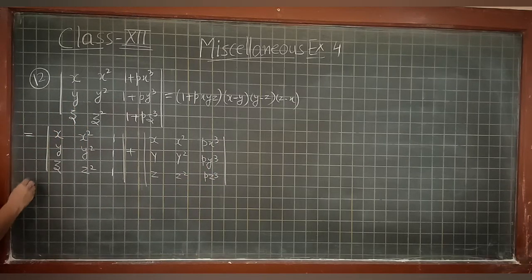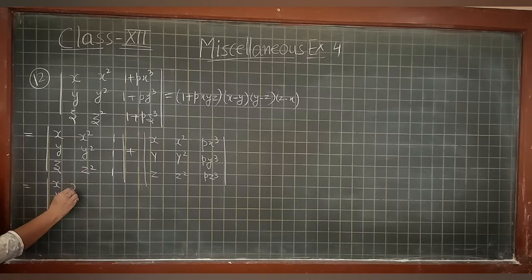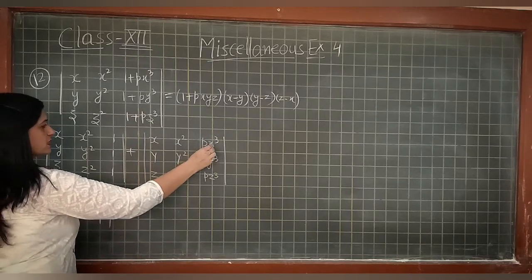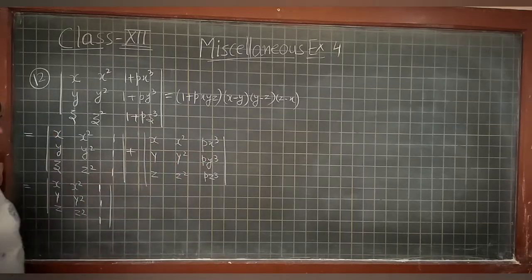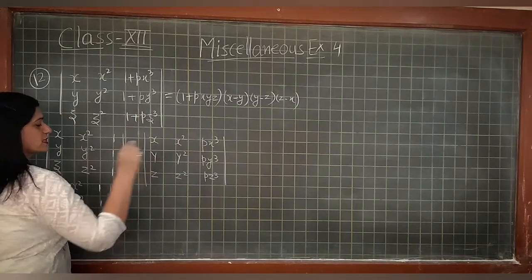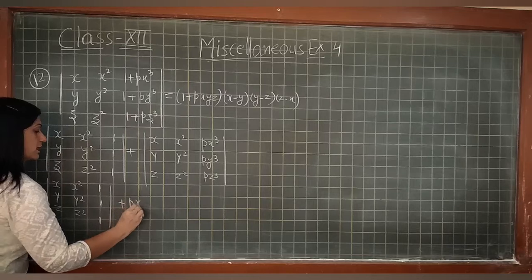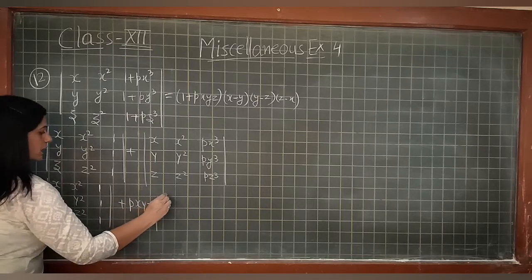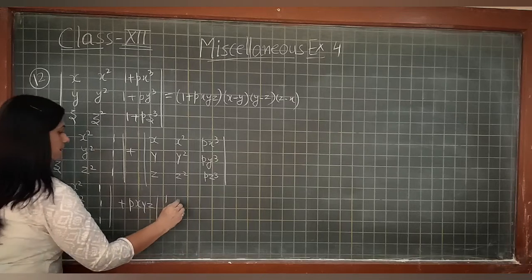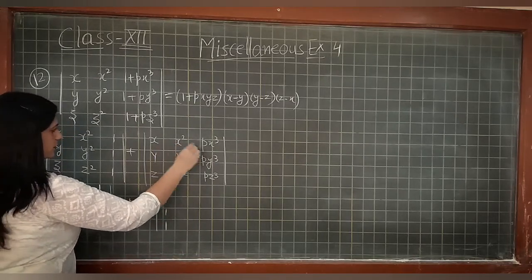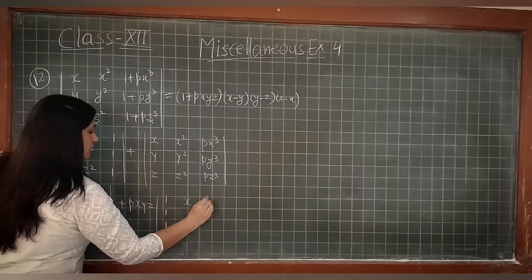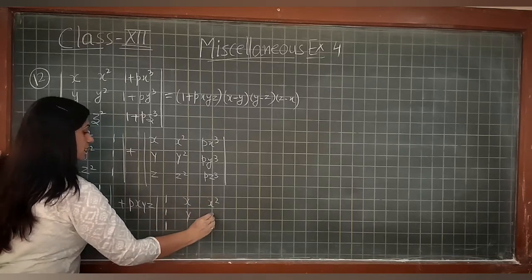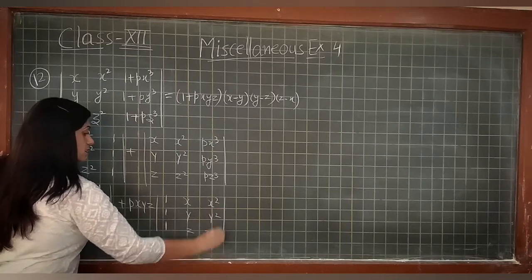Okay? So now this determinant will remain same. You have x, y, z, x square, y square, z square, 1, 1, 1. And here you can take out common x from this row, y from this row, and z from this row, and also p from this column. So taking out common p, x, y, and z, you have now 1, 1, 1. Now we have taken out from here x, so it will be x and x square, then y and y square, then z and z square.